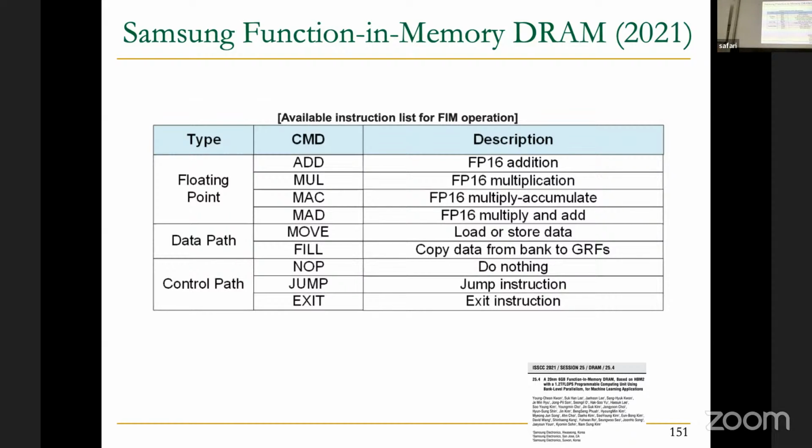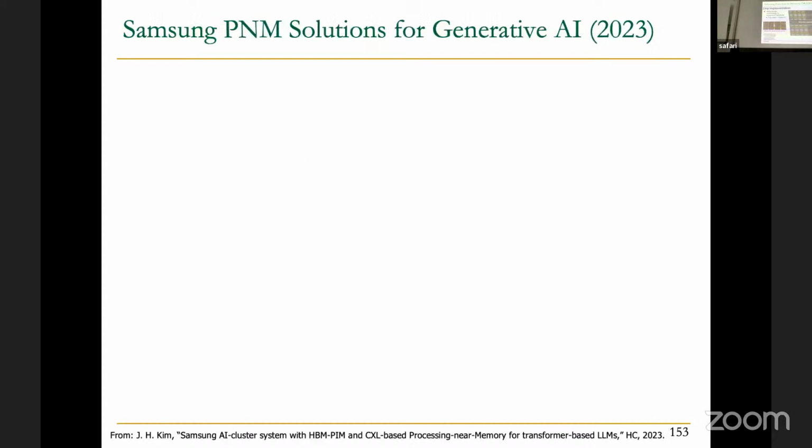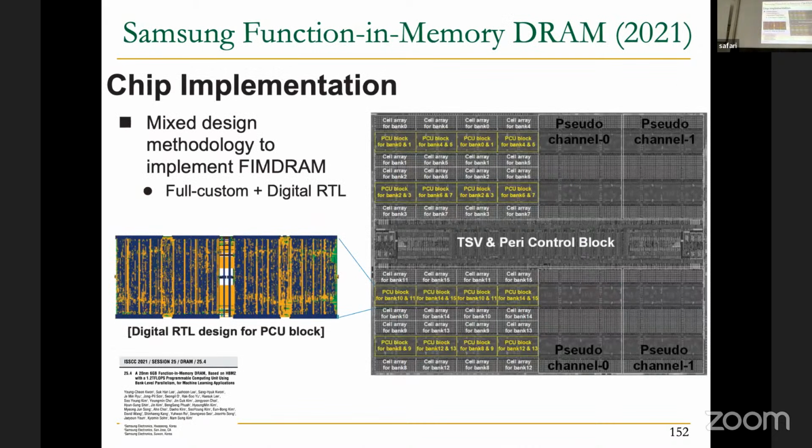Multiply accumulate operations targeting to accelerate neural network inference. So they actually implemented this system, and after the implementation of the system, they keep releasing follow-up approaches of this architecture since 2021.